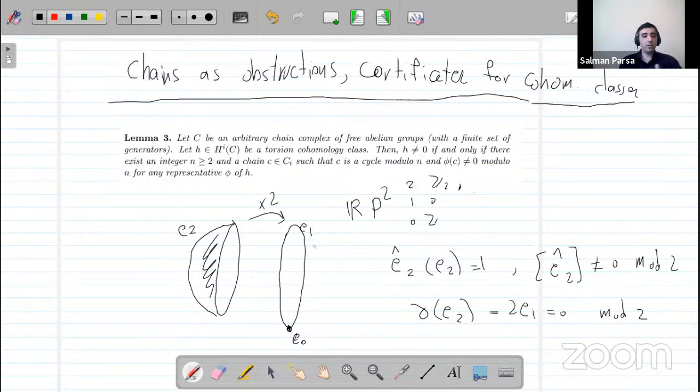And in general, a similar situation also happens. So the torsion cohomologies of dimension n come from torsion homologies of dimension n minus 1.